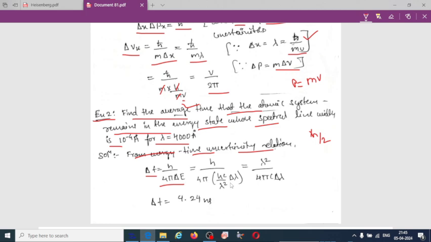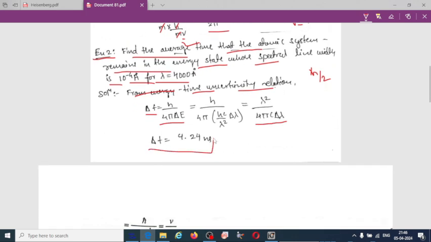The energy state whose spectral line width is given by 10 to the power minus 4 angstrom for the wavelength 4000. So there is a formula for the uncertainty in energy, hc divided by lambda square into delta lambda. Put this equation, calculate by putting the values of wavelength, speed of light and change in wavelength. The answer you will get: the uncertainty in time is 4.24 nanosecond.